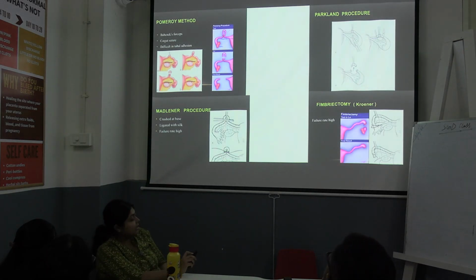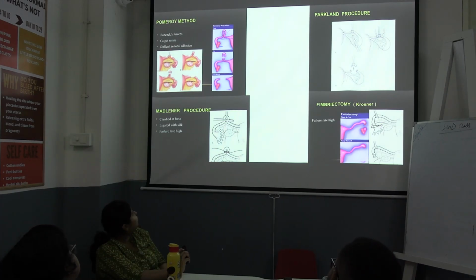See, in case of Pomeroy's method, what we do is we hold the tube using a Babcock tube holding forceps. So we hold the tube, we ligate the tube at its base. See, the tubes are ligated at the base and the upper end is cut. See, the tubes are now ligated.